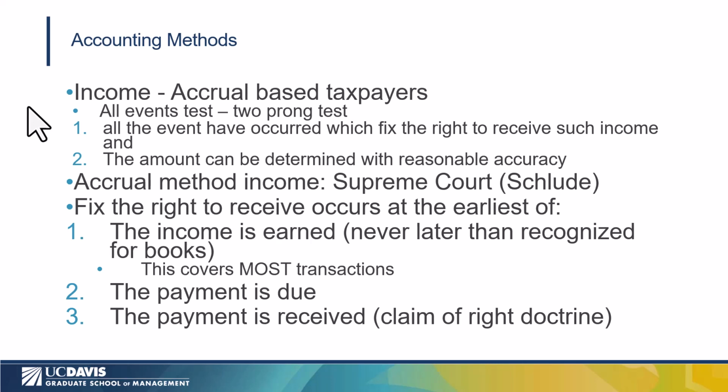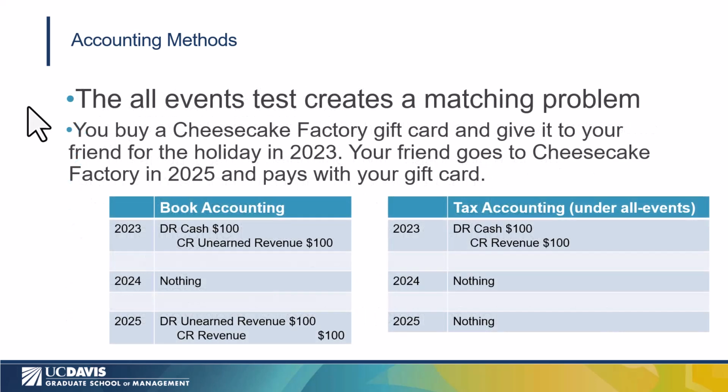But the other two things that could happen is the payment is due or the payment is received. Okay, so that screws everything up, because that means if someone pays you in advance for anything, under the all events test, you fix the right to receive that income, and therefore you would recognize it. Well, that creates a matching problem.